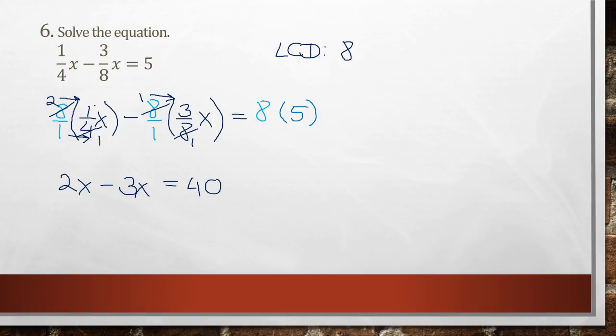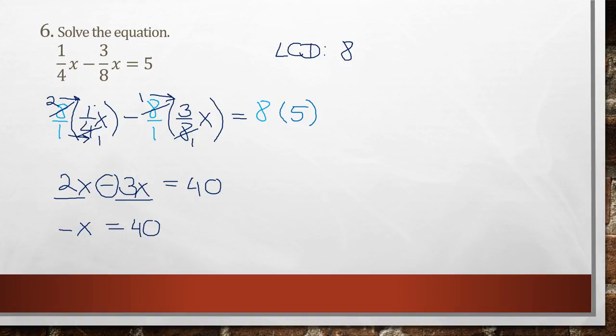So now we just have a regular equation that we are solving for x. So on the left side, I see these two terms are like terms. We can combine them. So 2 minus 3, there are different signs, which means we subtract the smaller number from the bigger number, 3 minus 2, and then we keep the sign of the larger number, which is negative. So we get negative 1x or just negative x. And that is equal to 40.